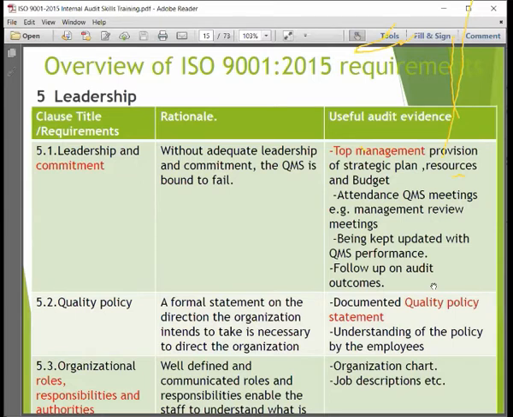They define, this is our policy in regards to quality. We will not compromise. We'll strive to offer the best. And the statement has already been done. It is even in the quality manual. You'll have to look at it. And if it is missing, then that is an issue. If people don't understand, it's also another issue. So useful audit evidence: documented quality policy statement, is it there? But it can be there, but not understood. Is it understood by the employees?